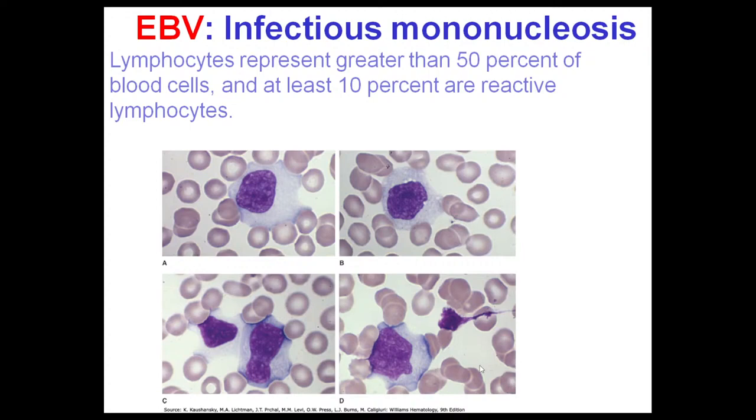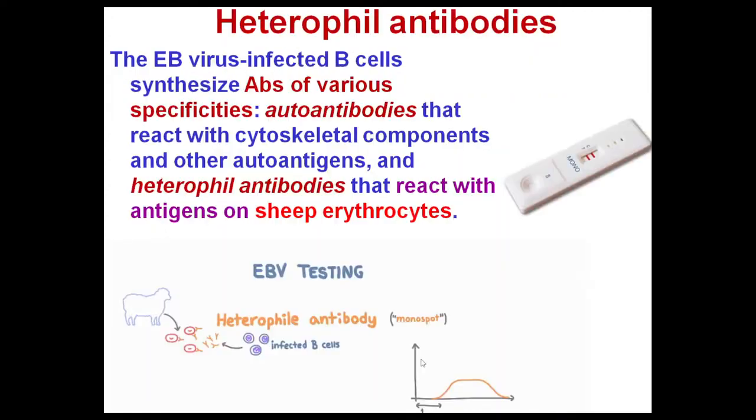So why is the disease called mononucleosis? Lymphocytes usually represent greater than 50% of blood cells, and at least 10% of them are reactive lymphocytes with granules. So that's why they are called atypical. So this is the mononucleosis that occurs during the EBV infection.